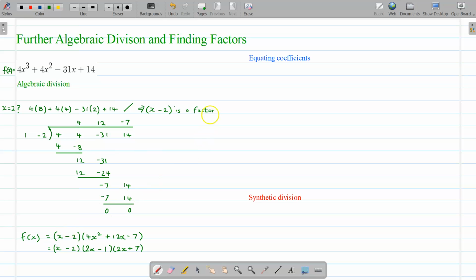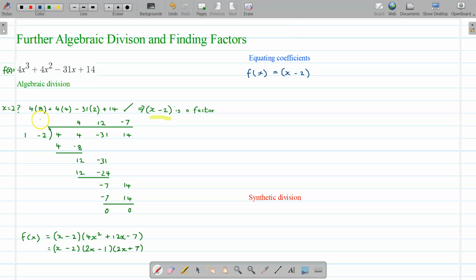Okay, different method altogether, equating coefficients. So what I'm going to do is start with this, so I still have to find a factor. That's going to be very useful in both of the next two methods. I still have to do that, but when I've got it, I can say that f of x is equal to x minus 2 multiplied by some unknown quadratic.